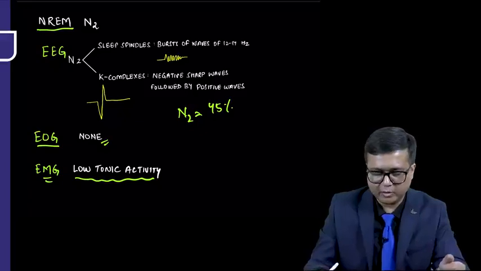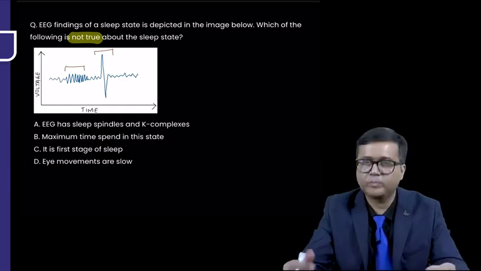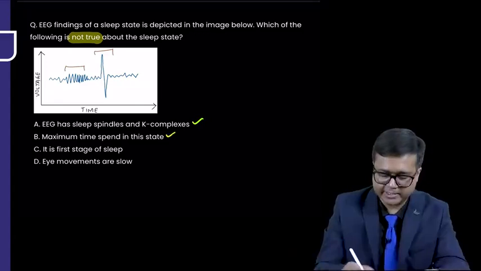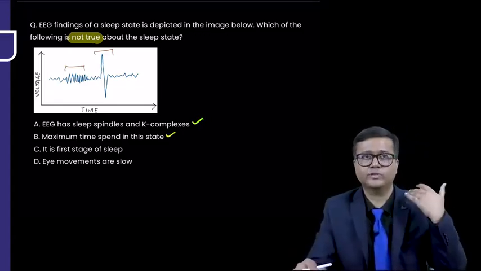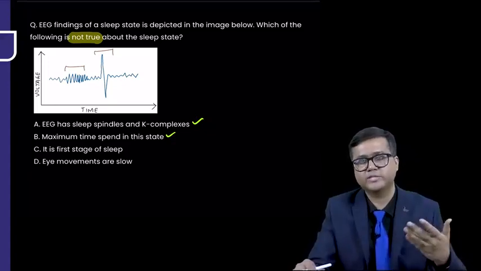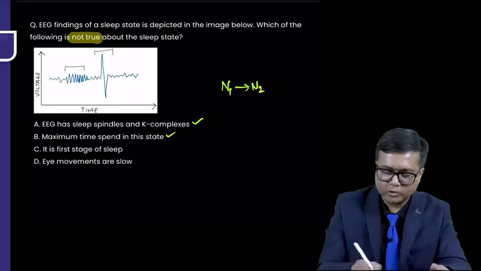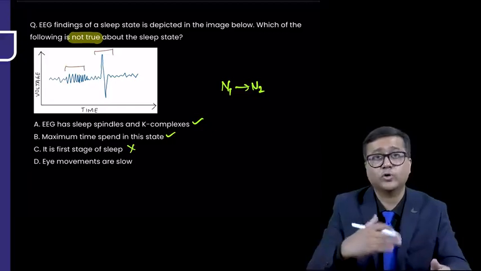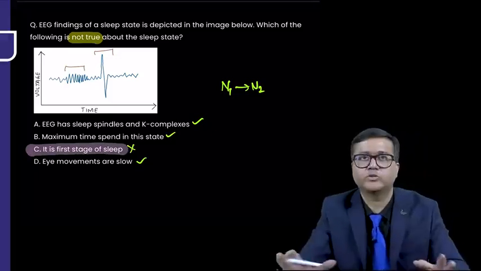So if we see the options, this EEG has sleep spindles and K complexes, this option is correct. Maximum time spent in this sleep state is again correct. Is it the first stage of sleep? After a person falls asleep, the first stage is N1 and then N2, so no, this is not the first stage. Eye movements are slow, yes, it is NREM, non-rapid eye movements, so that is correct. The correct answer is option C. No, it is not the first stage.